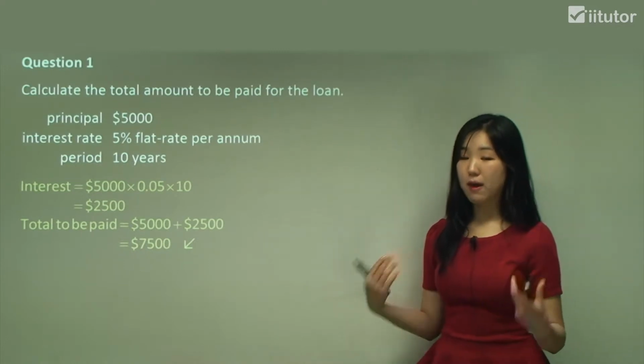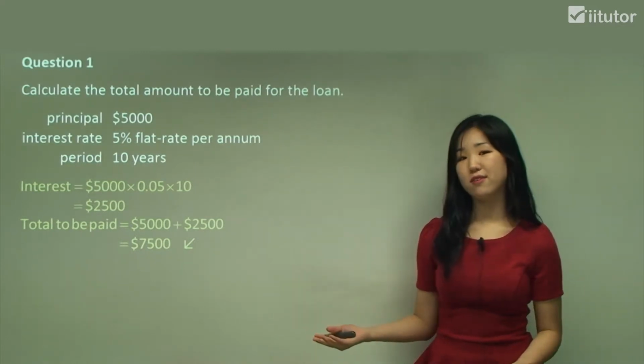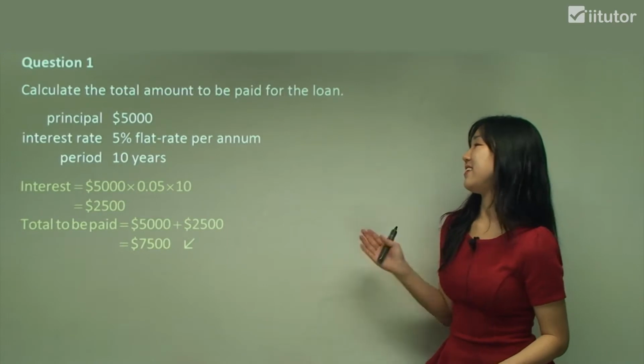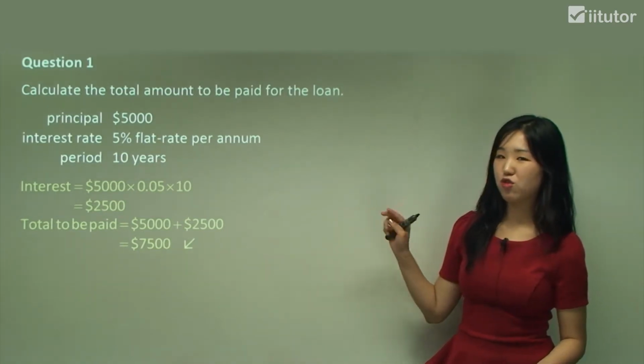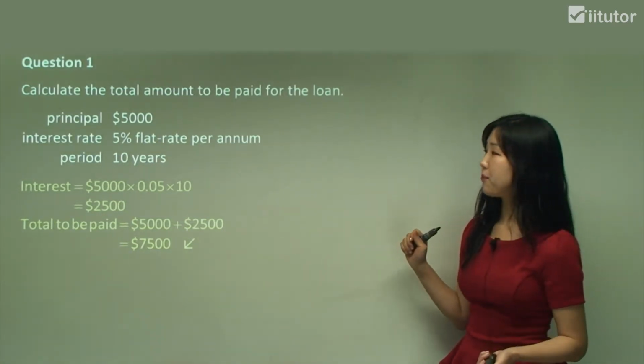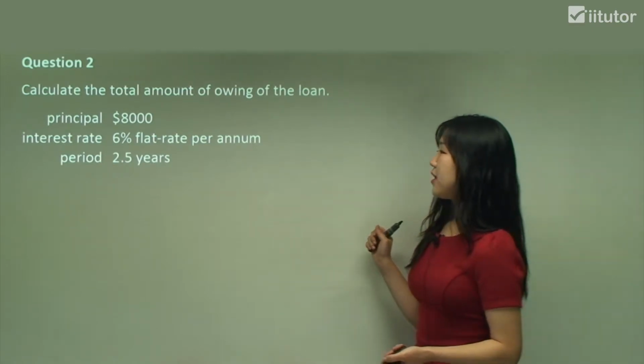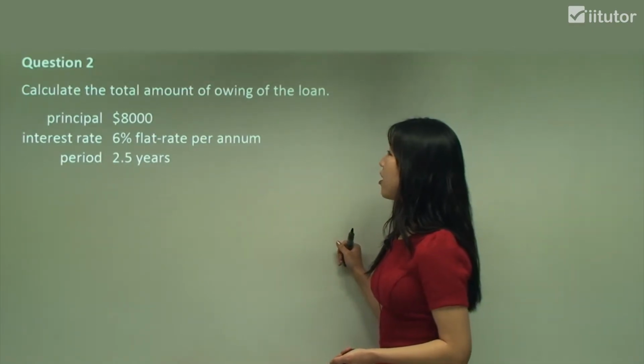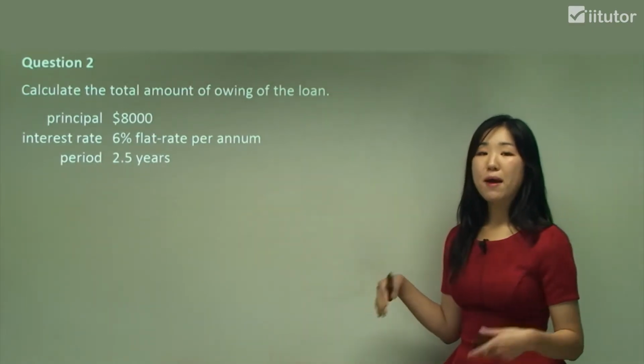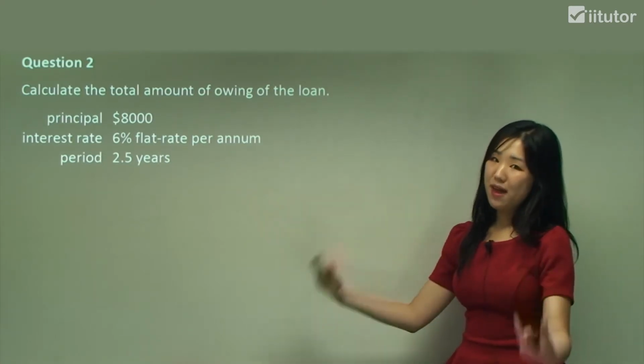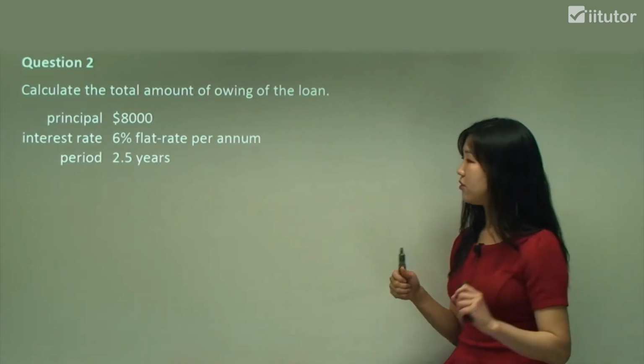That's how much we have to pay all together to whoever lends us money. All right, so that's it. So there's actually two steps and two kind of formulas that you got to remember. Question 2, calculate the total amount owing of the loan. So amount owing means how much we have to pay back. So it's eventually the same question.